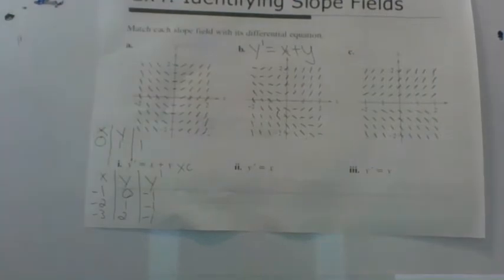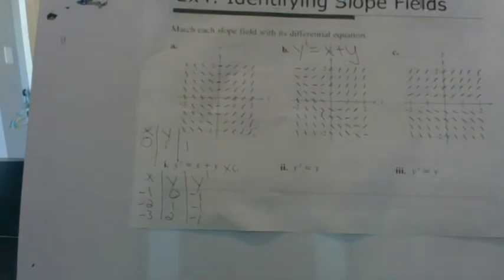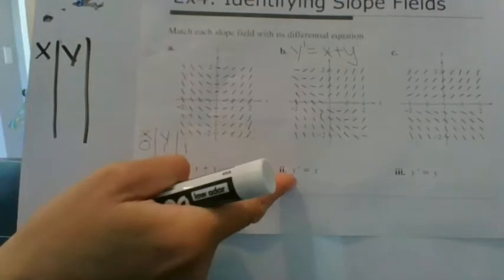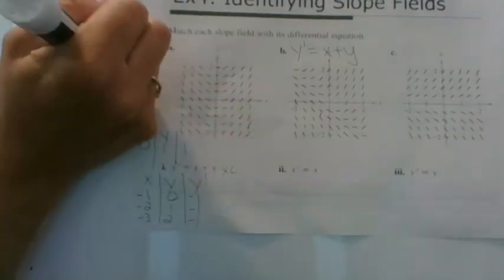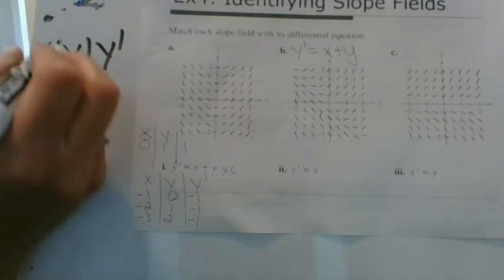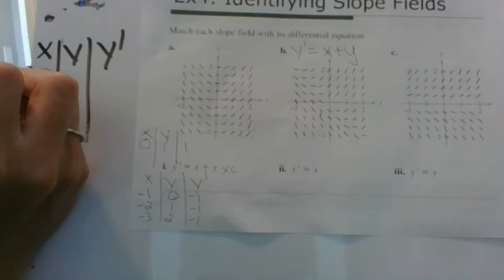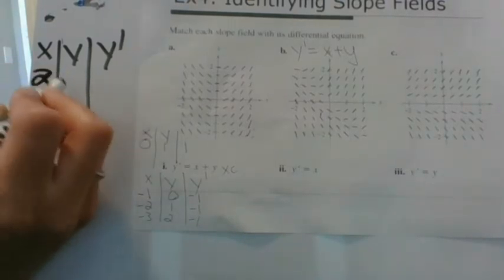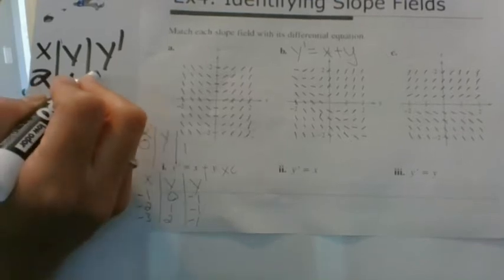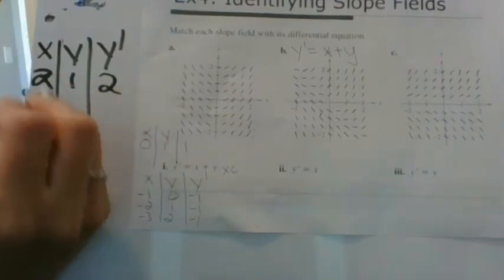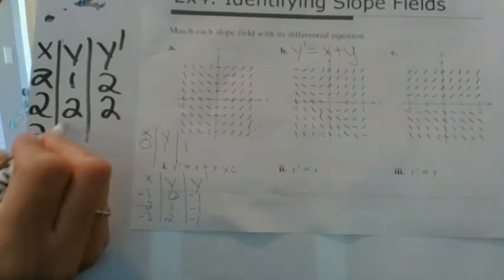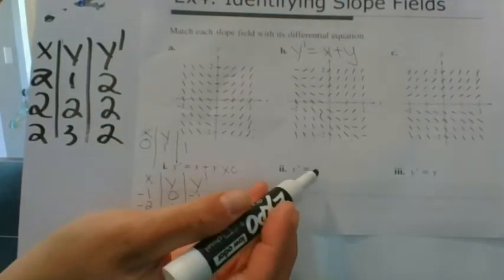All right, let's keep going. Let's make a slope field for x now. When I make a slope field for x, y prime, or slope, equals x, no matter what y value I choose, it will match the slope. So if I pick, let's go with 2. If x is 2 and y is 1, then the slope is 2. If y is 2, the slope is 2. If y is 3, the slope is 2. It doesn't matter because there's no y in this equation.